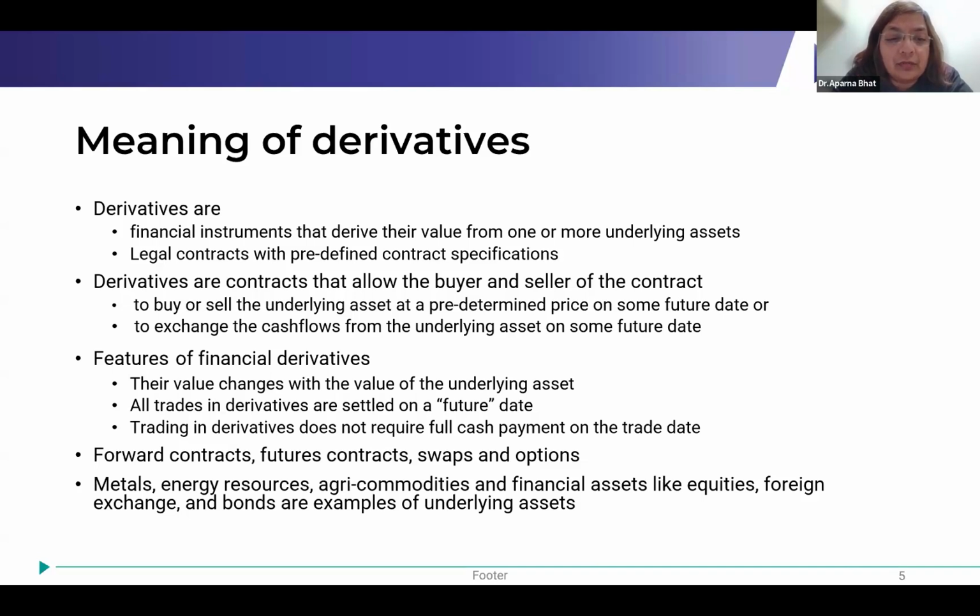So what are the features of these derivatives? The most important feature is that the value of the derivative contract changes with the value of the underlying asset. Naturally. Why? Because its value is derived from the value of the underlying asset. So the moment you say the value of something is derived from the value of some other thing, what does it mean? If the value of the other thing changes, then the value of this derivative contract will also change. All trades in derivatives are settled on a future date, at some point in the future. Trading in derivatives does not require full cash payment on the trade date. So this is the most important difference between buying and selling the asset today vis-a-vis buying and selling the asset through a derivative contract. Okay, so let's spend some time on this point.